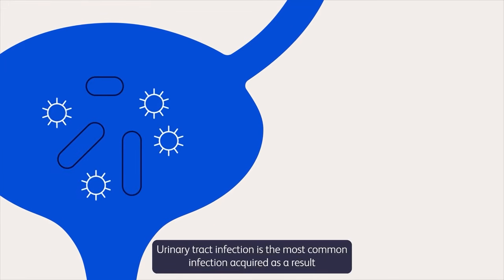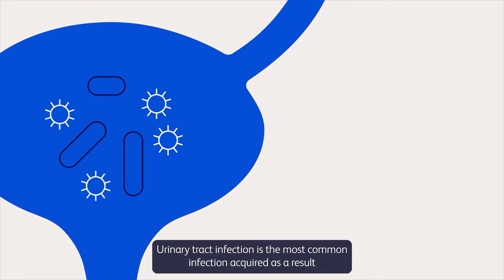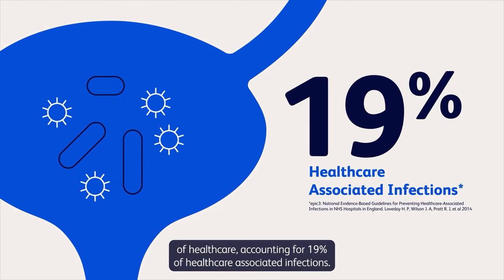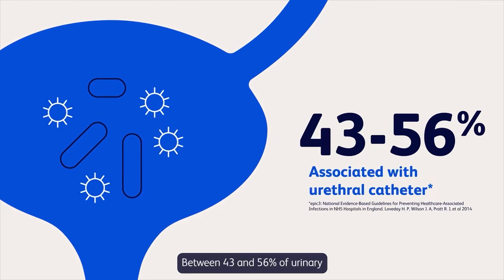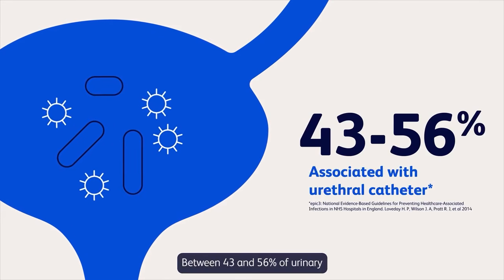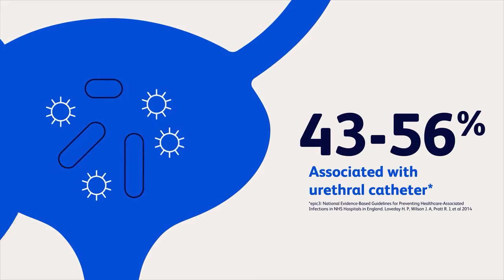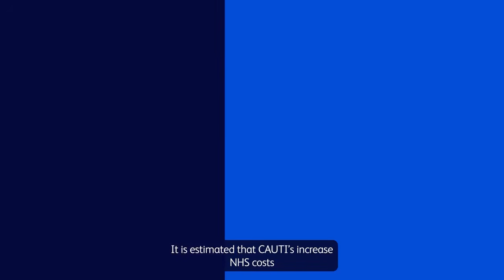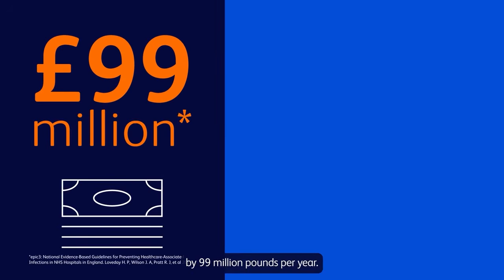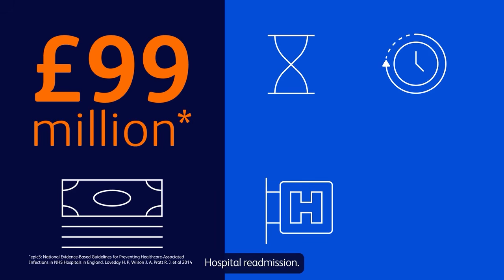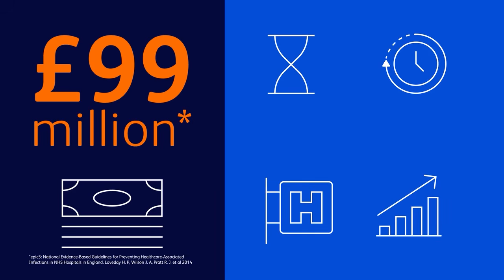Urinary tract infection is the most common infection acquired as a result of healthcare, accounting for 19% of healthcare-associated infections. Between 43 and 56% of urinary tract infections are associated with a urethral catheter. It is estimated that CAUTIs increase NHS costs by £99 million per year. Factors include delayed discharge, longer patient stay, hospital readmission, increased antimicrobial treatment.